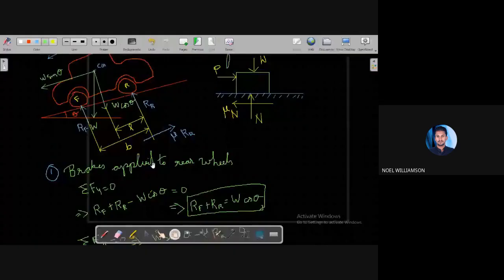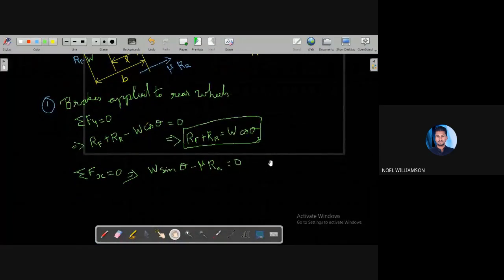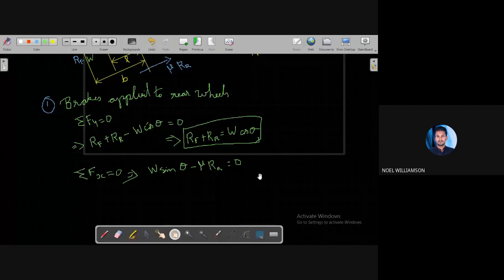Equal to 0. Okay. You are equal to 0. Now, next is taking the moment about any point, that means at equilibrium, sigma M about any point will also be 0.